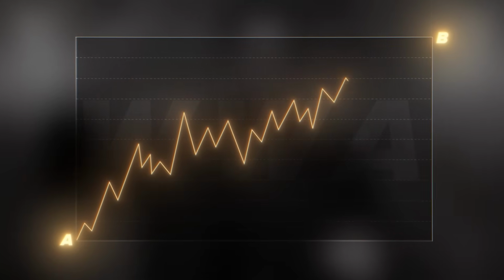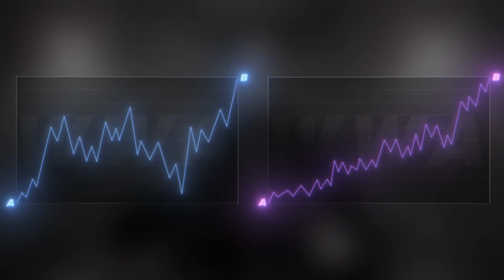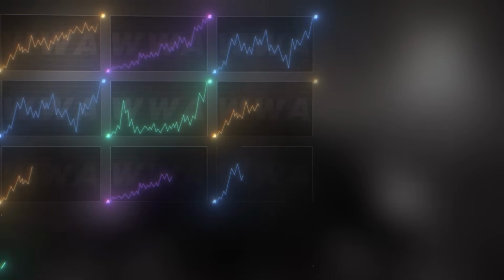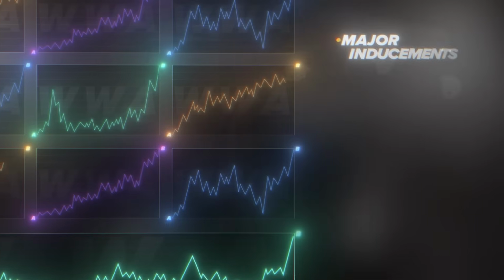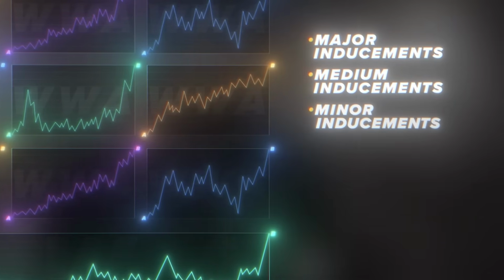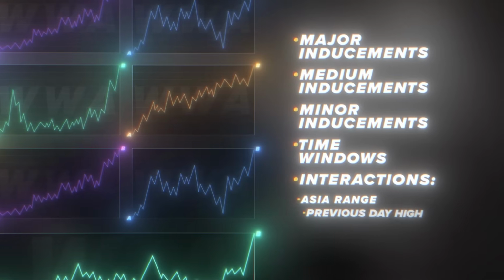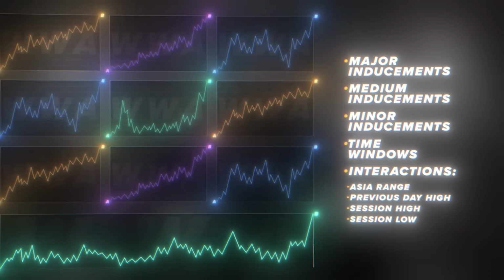The daily cycle variations that exist, and noticing that price going from A to B, yes, the overall trajectory price went up, but think deeper than that. Price can go from A to B in many variations, and that's when you start to understand daily cycle variations or roadmaps of the day and how inducement and time come into the picture, where you can have the same outcome in 10 different scenarios. Price went from A to B, but all 10 scenarios will be completely different based on the major inducements, medium inducements, minor inducements, the time windows that price was reflecting, and the interactions with Asia range, previous day high, session high and session low. All of these things come into effect.